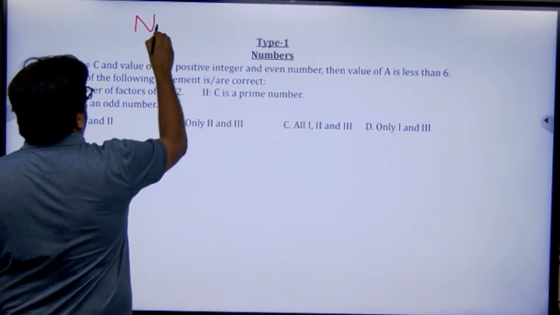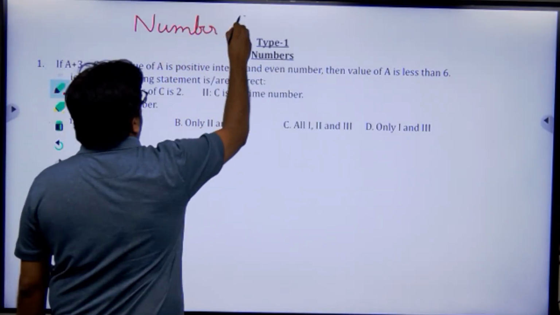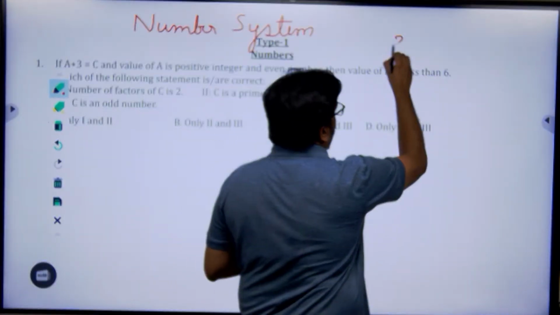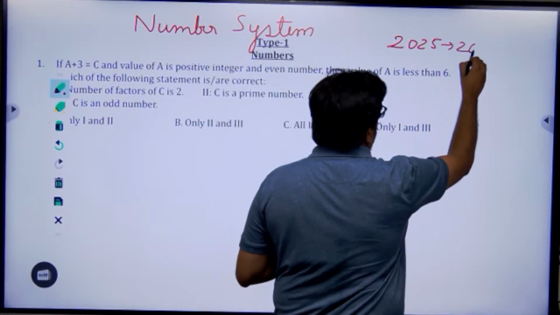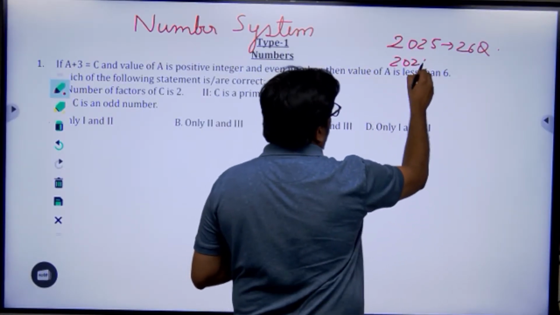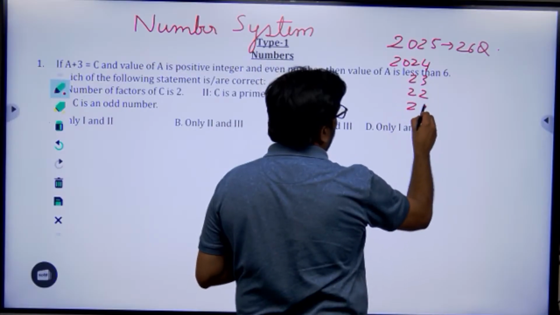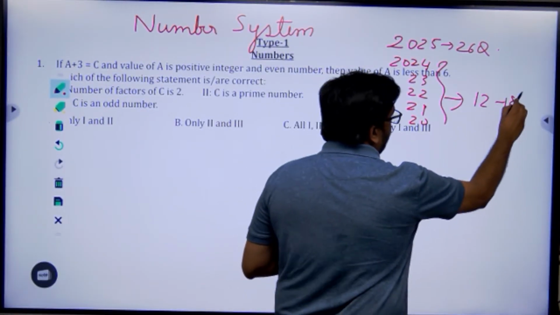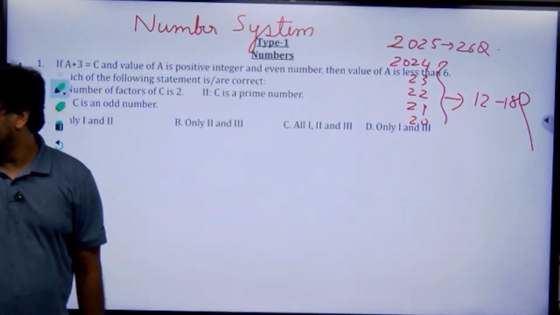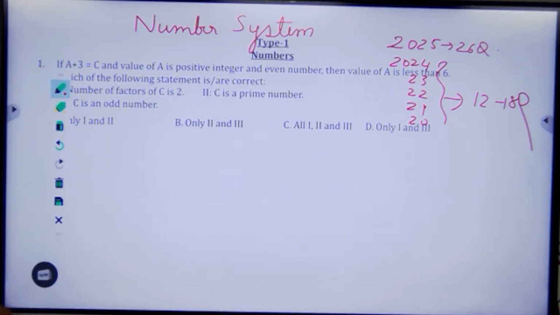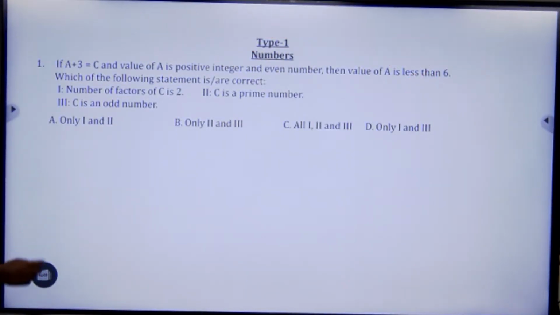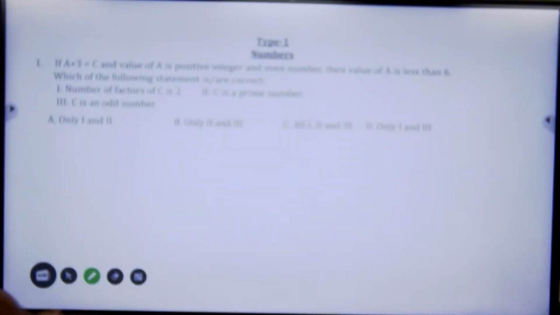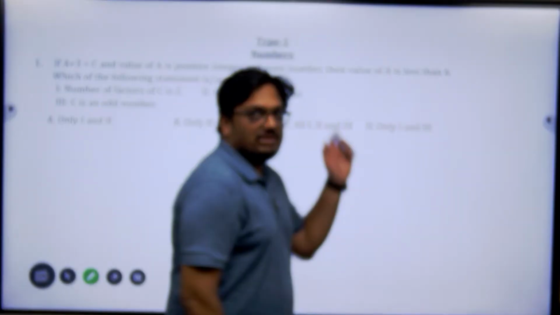Number system is very much important for UPSC CSAT exams because in 2025, 26 questions were asked. In 2024, 23, 22, 21, 20. If you see the trend, you will get to know that approximately 12 to 18 questions they have asked. So number system is most important.